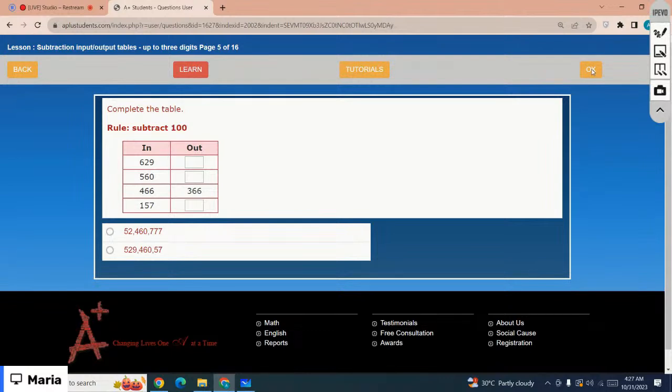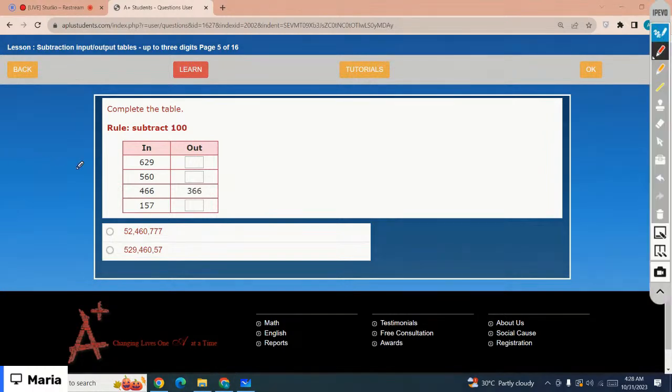What do you mean? How do we do that? You have to subtract 100 from each input value and calculate their output value like this. Let me just do this one. You have 692, 629 as input value, and the rule is you have to subtract 100. So just subtract 100 out of 629, right? When you subtract 0 from a number, the answer is exactly the same number. Just do 6 minus 1, that is 529. Then you have 560.